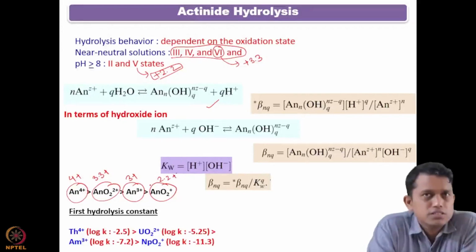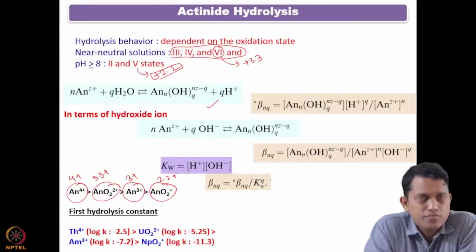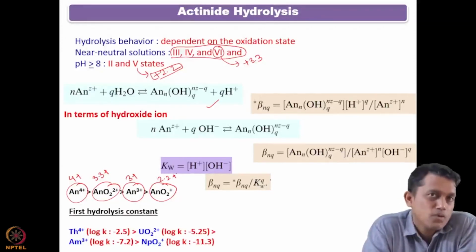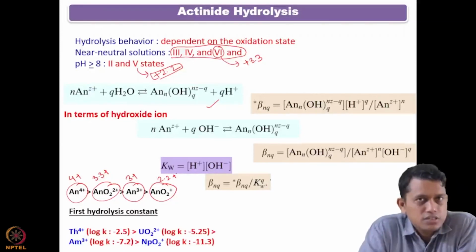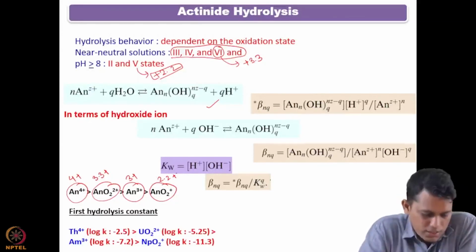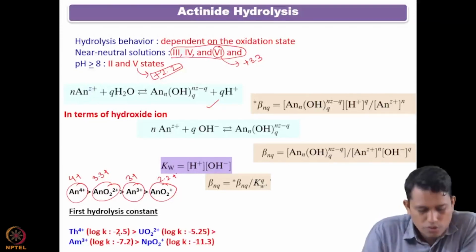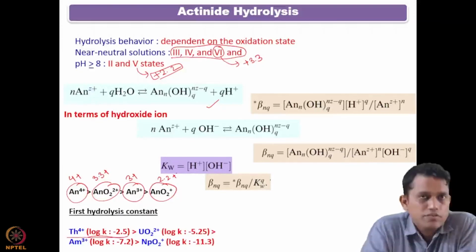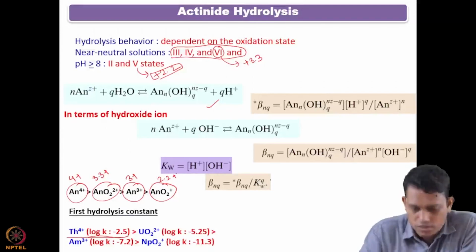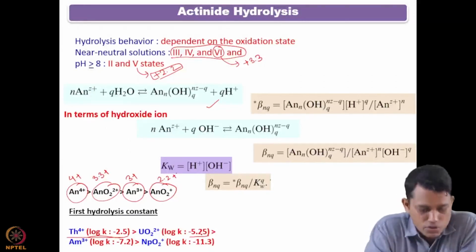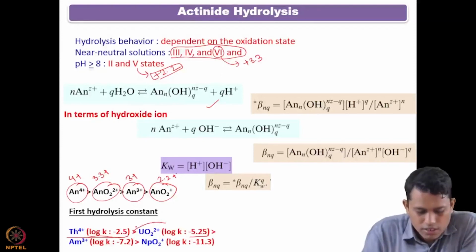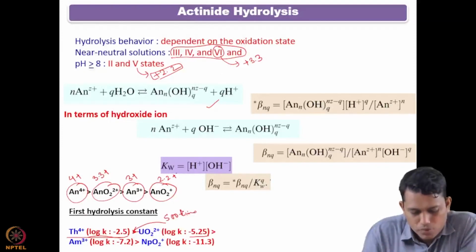So this is very much according to their charges, and if you compare the first hydrolysis constant of different oxidation states that I have given you for the different metal ions, then thorium and uranium: for thorium, the K value is 10 to the power minus 2.5, and for uranium this is 10 to the power minus 5.5. So we can say that thorium has a greater tendency to get hydrolyzed compared to uranium.